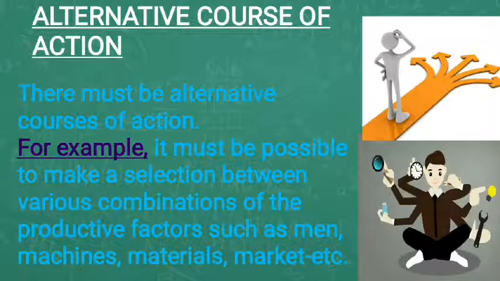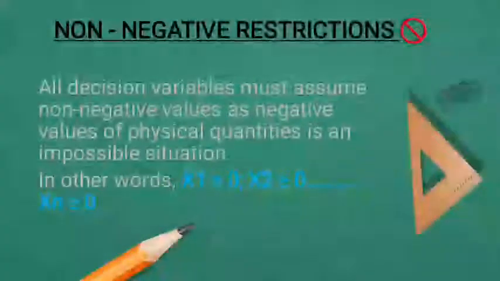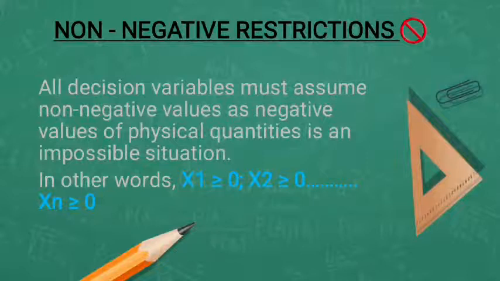For example, it must be possible to make a selection between various combinations of the productive factors such as machines, materials, market, etc. The last one is non-negative restrictions. In most practical problems, the variables are required to be non-negative. This special kind of constraint is called non-negative restrictions. Sometimes variables are required to be non-positive or in fact may be unrestricted.